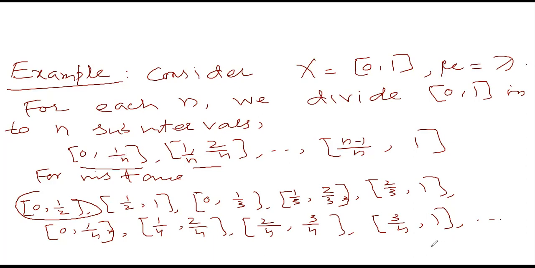So in general, if we choose any point x, it will lie in some interval, obviously. Suppose it lies here, in the kth sub interval. Then the value of the characteristic function of that kth sub interval will be equal to 1. In the next process, if we choose n plus 1, then x must lie again in a sub interval, and again the value of the characteristic function on that sub interval will be equal to 1.